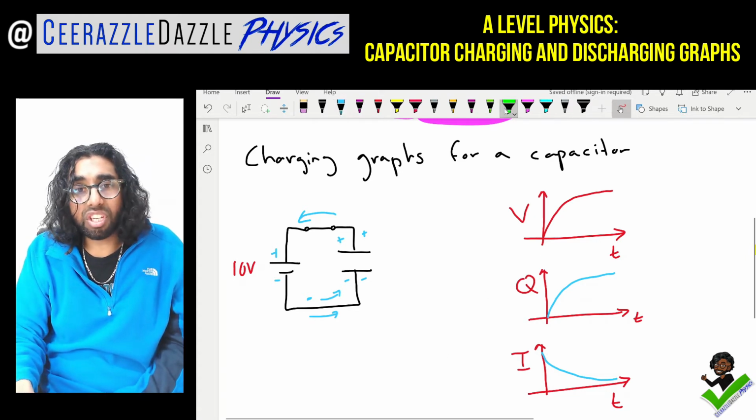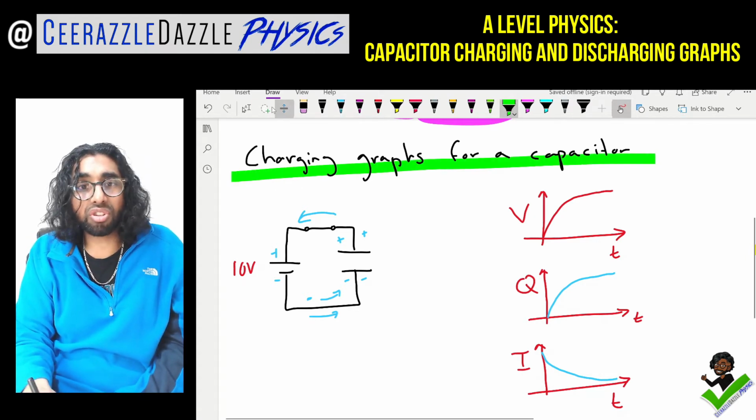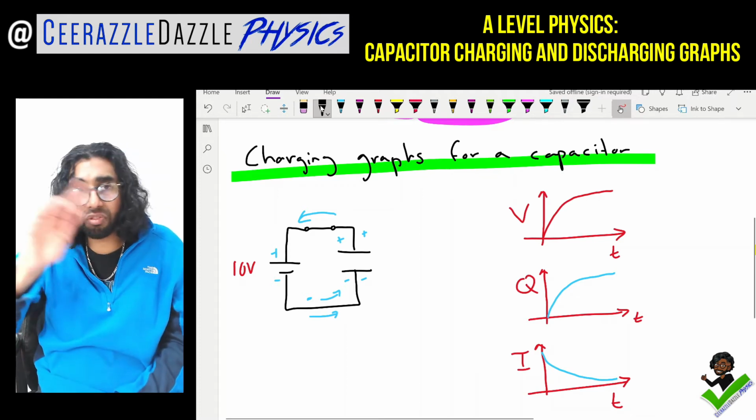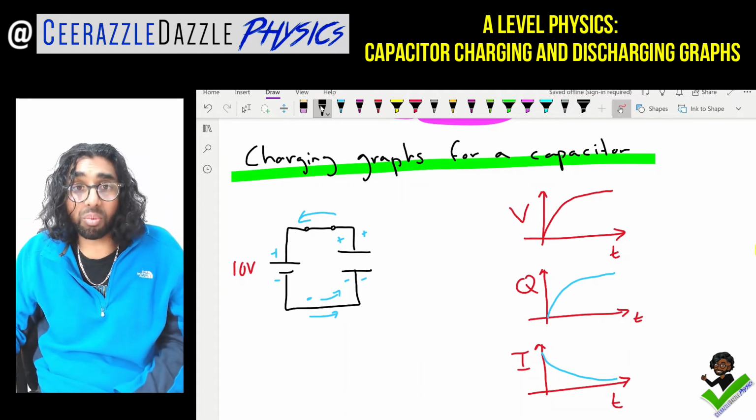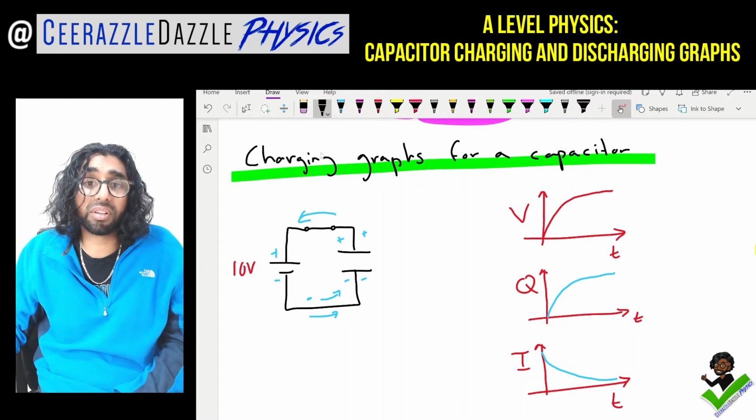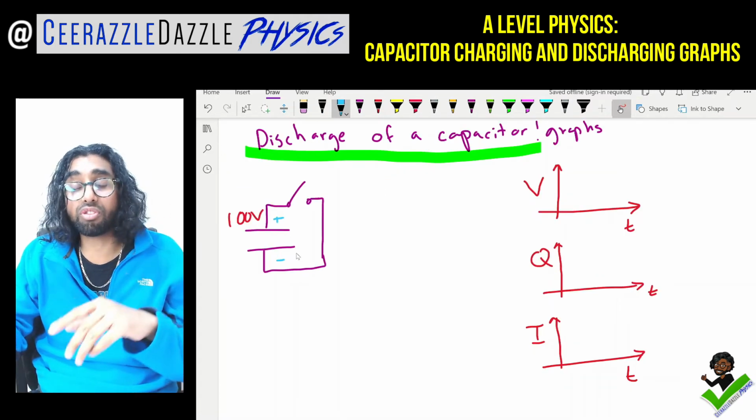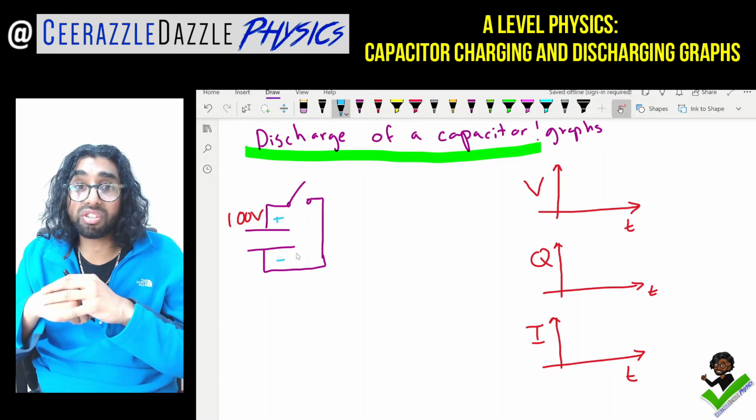What about now discharge of a capacitor? So now let's say we've charged up our capacitor and we're going to discharge it. What's going to happen to those three graphs? Alright, so what's going to happen to the voltage against time when the capacitor is discharging?